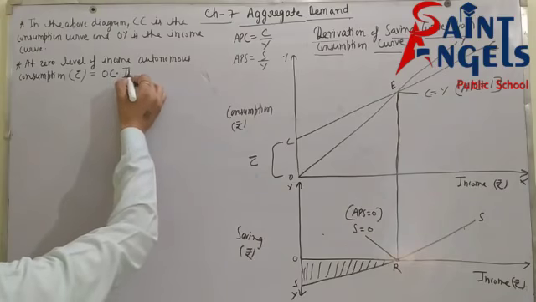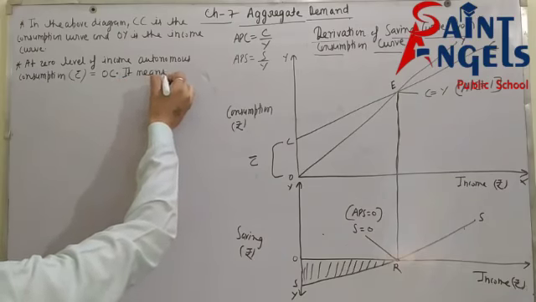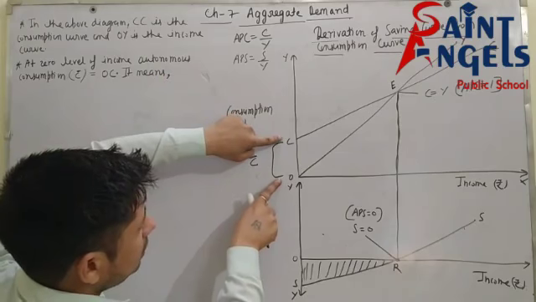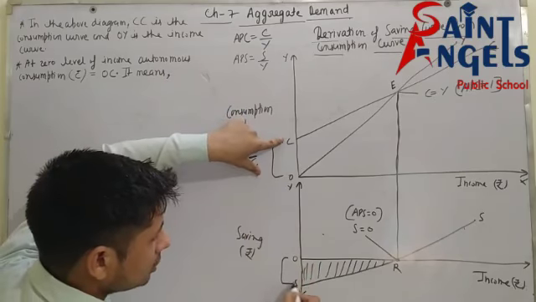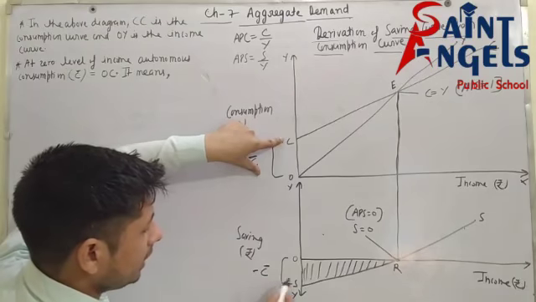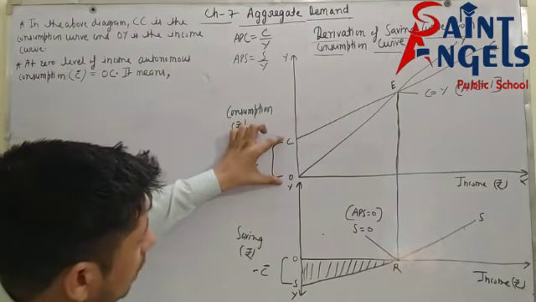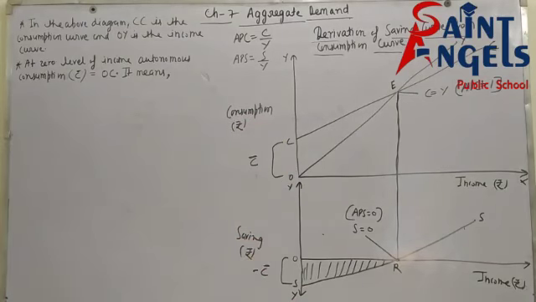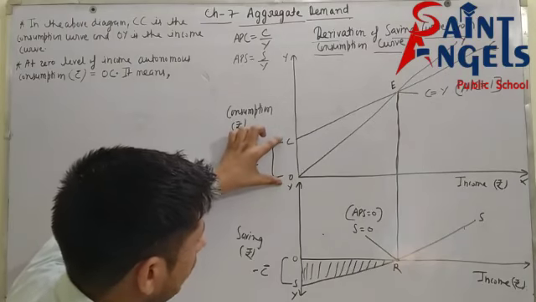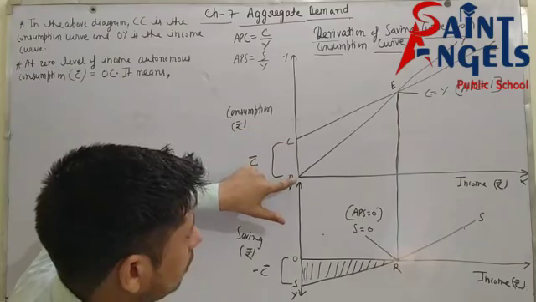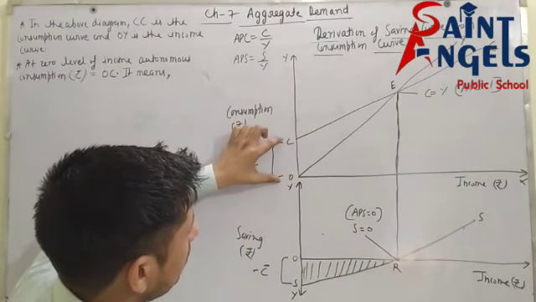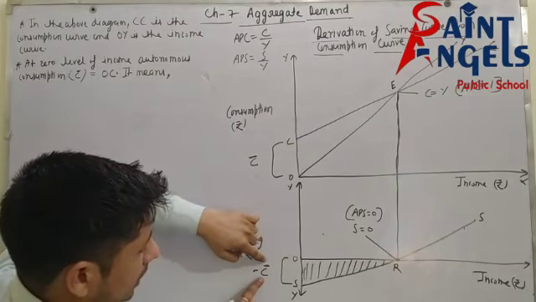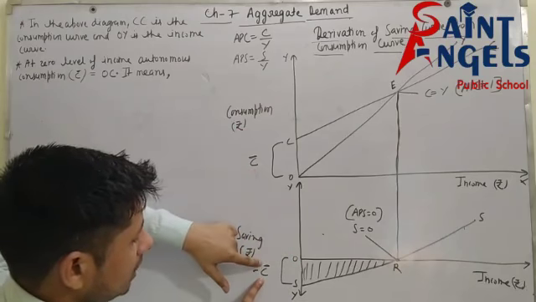It means, see, because of autonomous consumption, this positive amount is equal to this negative amount. I hope all of you are understanding. At zero level of income, the positive amount is OC, and at zero level of income, the negative amount is minus C bar. This is C bar and this is minus C bar.